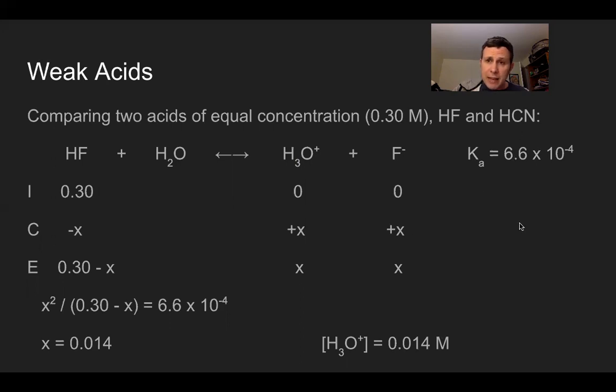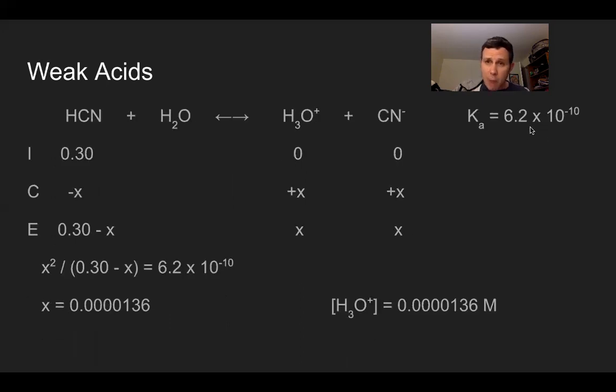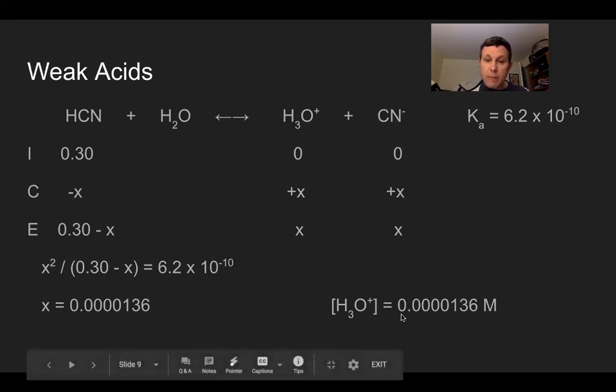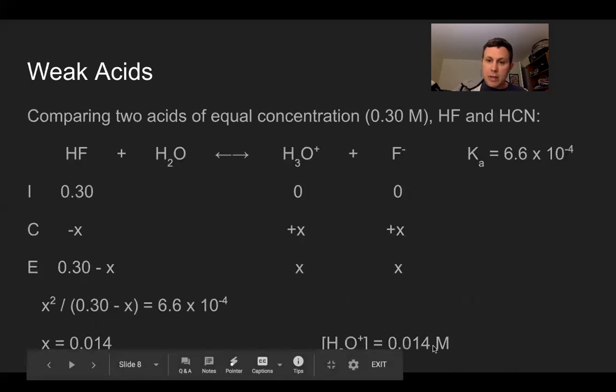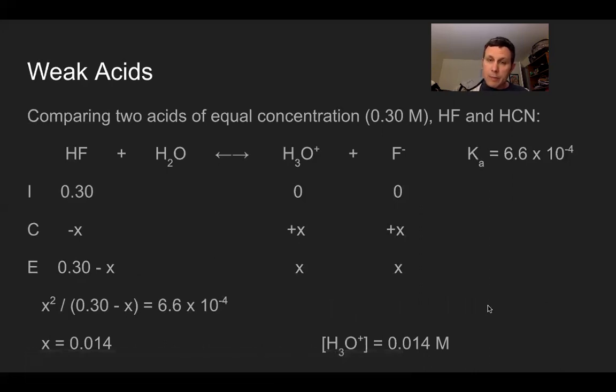Now, HCN has a Ka value even smaller than HF. So when we do this exact same thing with the ice chart, minus X, plus X, and solve for it, we get an H3O plus of only 0.0000136, much smaller. So the weaker the acid, typically you're going to get less H3O plus in solution. So this will not have as low a pH as the HF, which had more H3O plus at equilibrium.